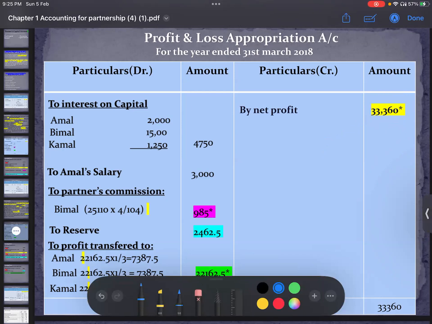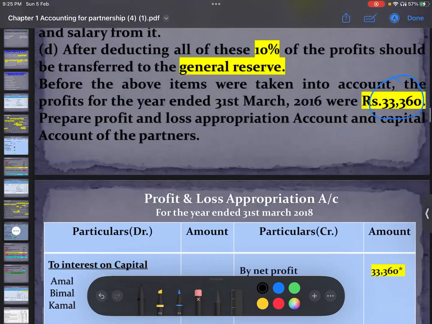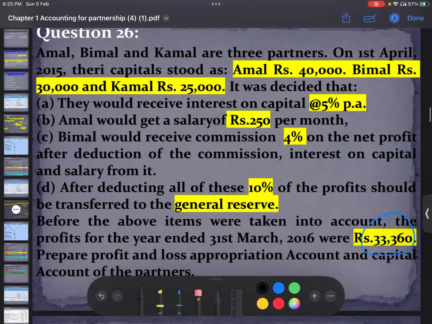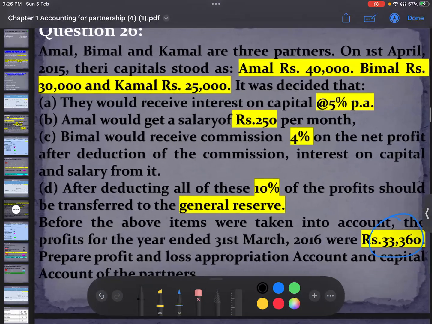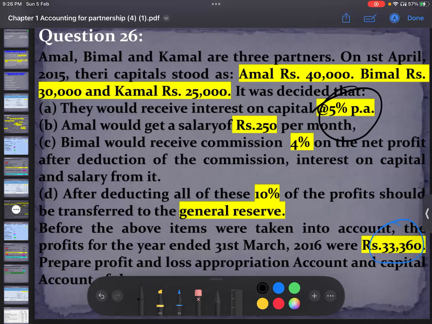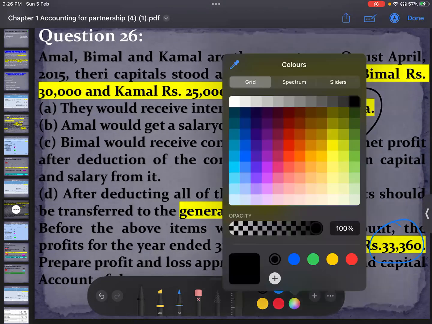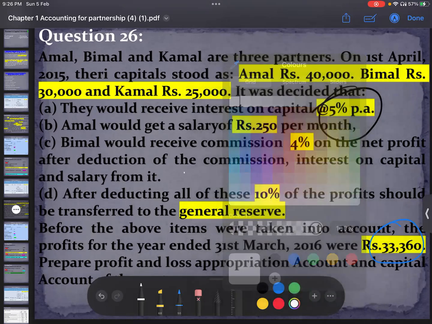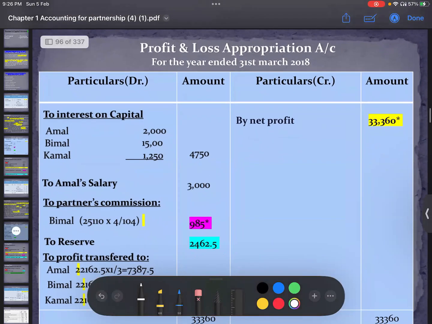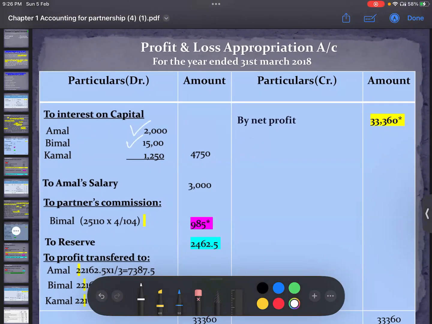Apart from this, the question also talks about the interest on capital that needs to be paid to all the partners on their capital contribution, which is 5%, right? Everyone is able to see this. 5% interest needs to be paid. That needs to be shown on the debit side of the profit and loss appropriation account, 2005 1500 1250.